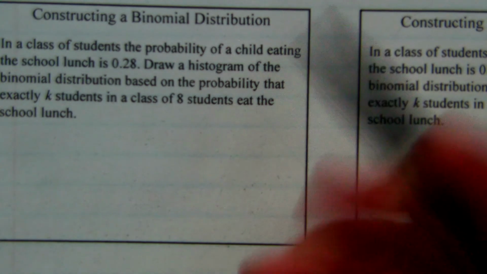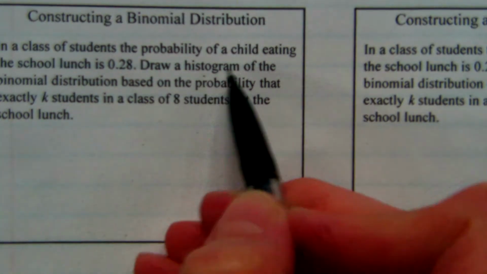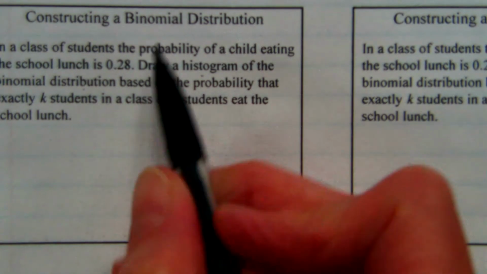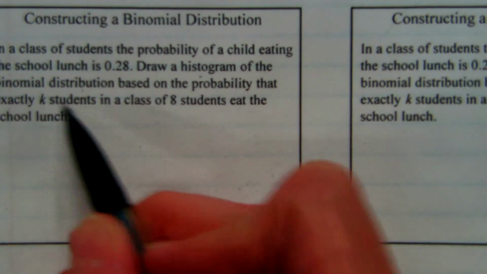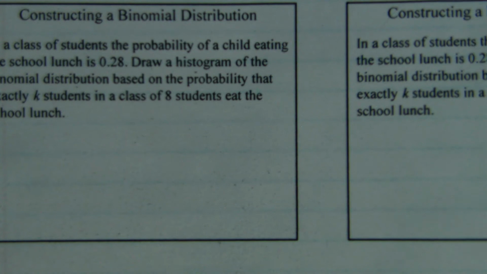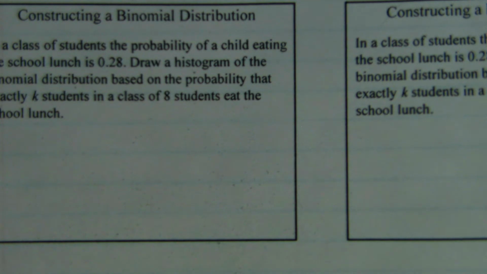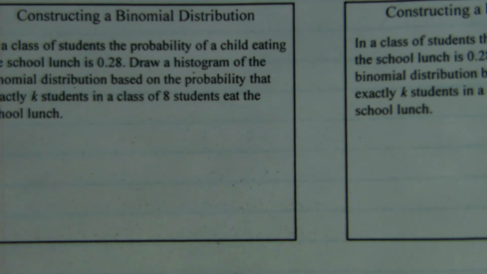If you just pick somebody at random in the school, they're going to eat hot lunch that day. Draw a histogram of the binomial distribution based on the probability that exactly K students in a class of 8 students eat the school lunch. So what we're going to do is find the probability that each number of students is eating the hot school lunch. When they say school lunch, they mean hot lunch. This is going to be over the next 2 slides, and then we're going to make a little bar graph. That's what a histogram is.